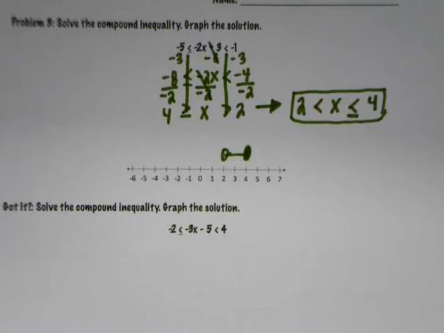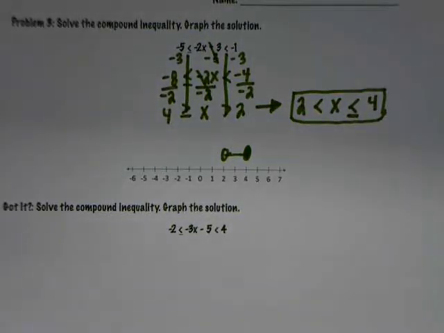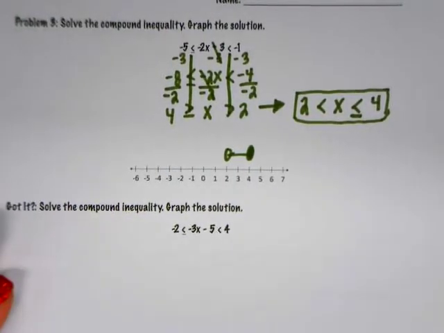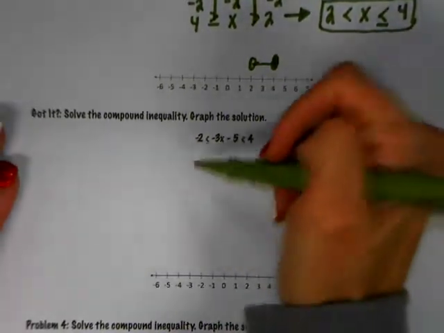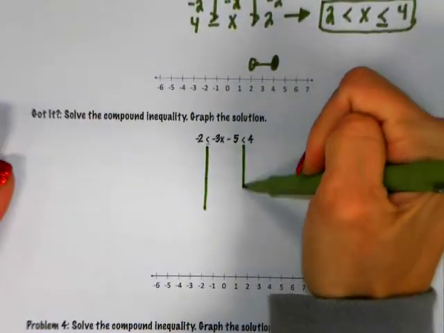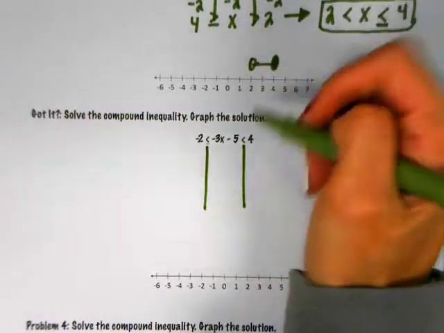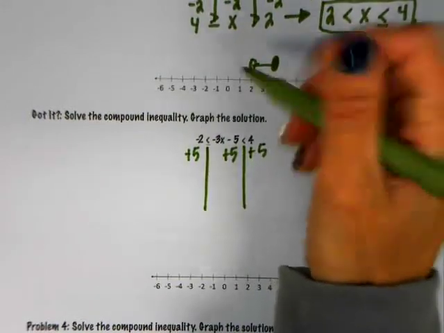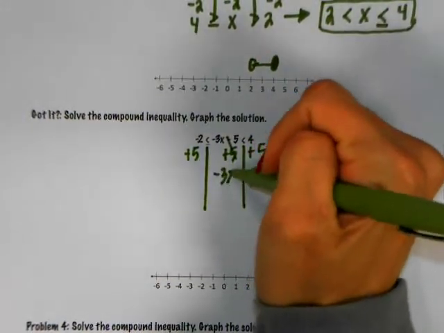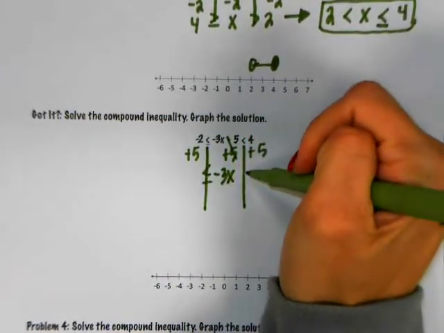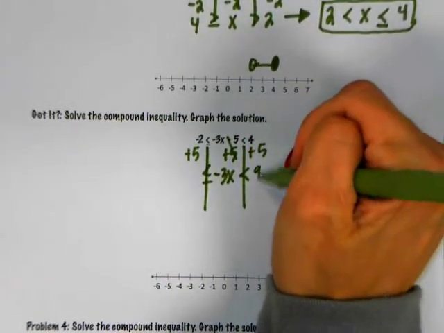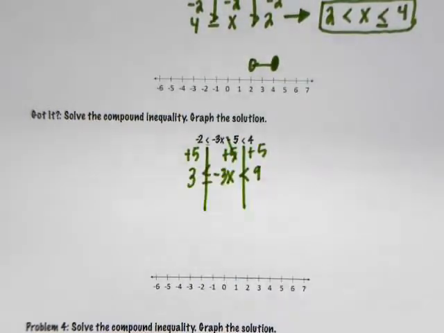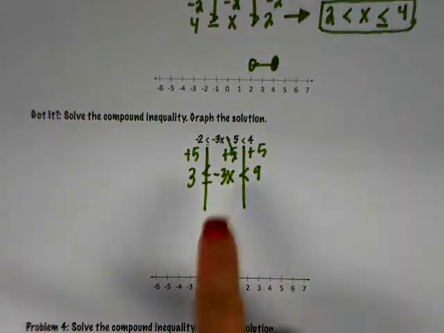Okay, are you ready to go over this one? Yeah, okay. All right, what did you guys do first to start solving it? Yep, subtract 5. So negative 3x. All right, that side's going to be 9. That side's going to be 3. Okay, and then how do you continue solving that?